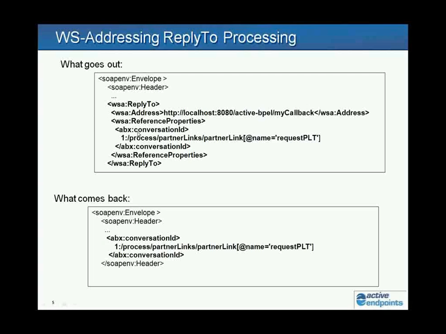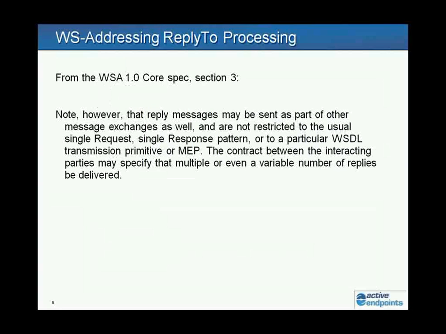So you can see that we've got this ABX conversation ID. It happens that what we use to identify it is a process ID, and then a pointer to the partner link you care about, and the pointer is an XPath expression. You actually shouldn't have to care about that, but it's actually pretty readable. When we receive the message, we look for this ABX conversation ID. We find the right process instance. We find the right partner link within that process, and we route there. So even though WS-Addressing wasn't about BPEL, it worked well.